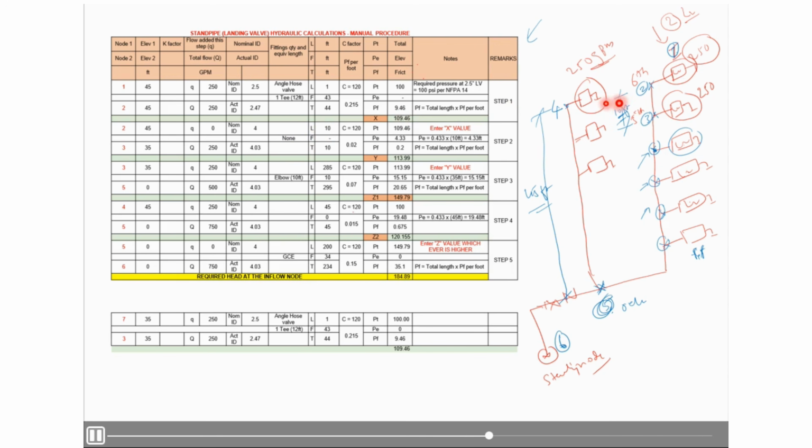Length of the pipe for 2 to 3 node will be 10 feet. Fine. Fittings 0, since we don't consider any fitting. If we are considering any fitting, we need to add it here. So 10 plus 0 will be 10, total 10 feet. C factor, since the pipe is black steel, wet steel 120, and this 0.02 we got from the friction loss formula, considering 4-inch pipe size.